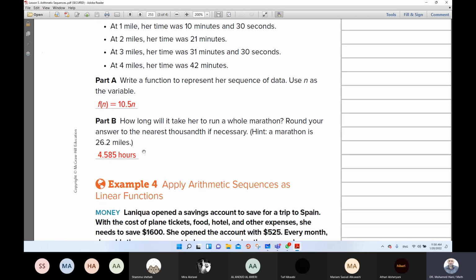How long will it take her to run a whole marathon? Round your answer to the nearest thousandth if necessary. A marathon is 26.2 miles. So we can substitute here 26.2, and you can multiply, you will get 4.585 hours.